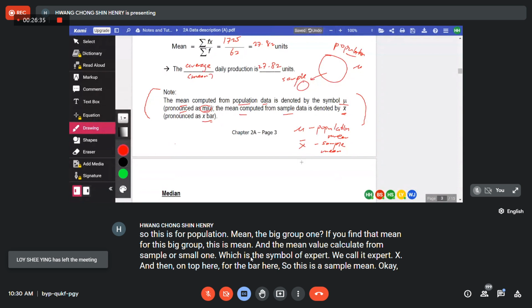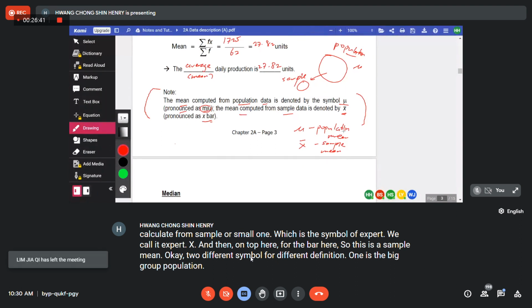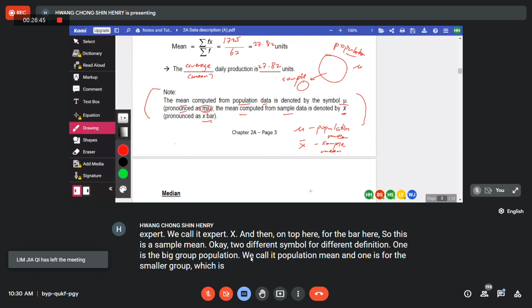Okay, two different symbols for different definitions. One is the big group, the population, we call it population mean, and one is for the smaller group, which is the sample. We call it sample mean.